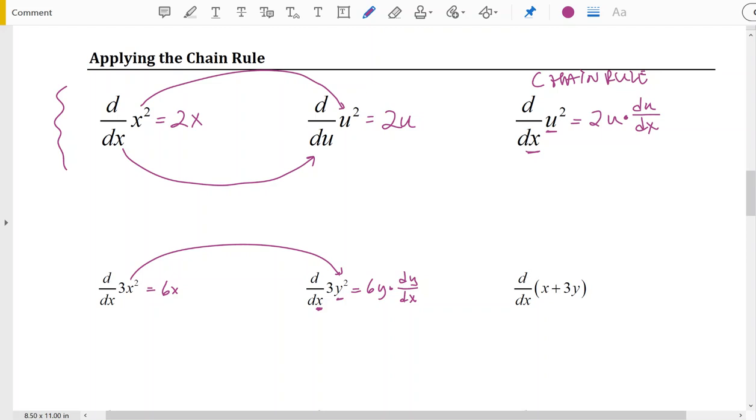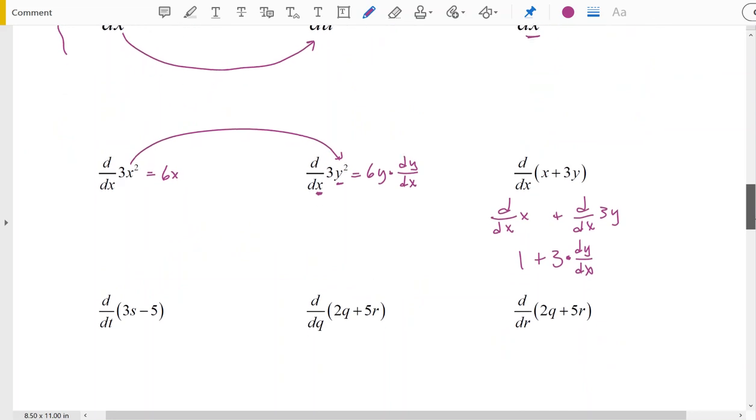Doing another example, the derivative of x plus 3y. Well, using our sum of functions rule, this can be broken up into two separate derivatives. The rate that x is changing as x is changing, plus the rate that 3y is changing as x is changing. The derivative of x is just 1. The derivative of 3y is 3, but because our variables don't match, we need to use the chain rule and multiply by dy over dx.